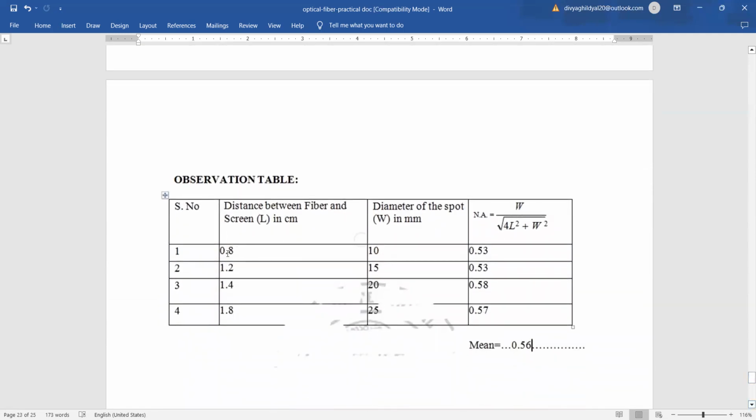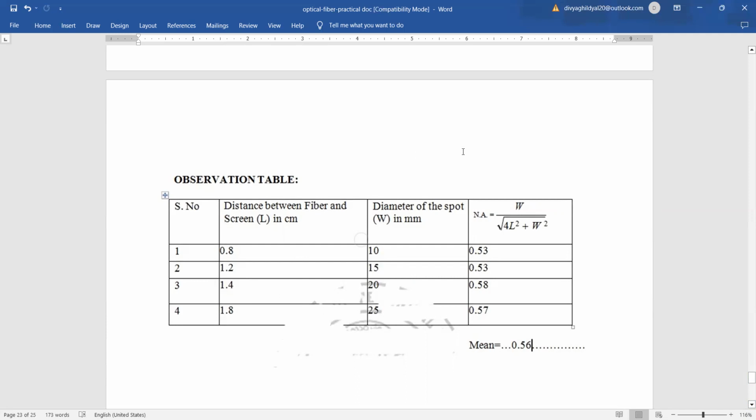Then the distances between the fiber and the screen: at 0.8 centimeter, the first spot with a diameter of 10 millimeter. I will change this millimeter into centimeter before putting it in this formula. Then at a distance of 1.2 centimeter between the fiber and the screen, the diameter of 15 millimeter got filled up. A diameter of 20 millimeter got filled up at a distance of 1.4 centimeter on the x-axis. And the largest diameter of 25 millimeter got filled at 1.8 centimeter on the x-axis.